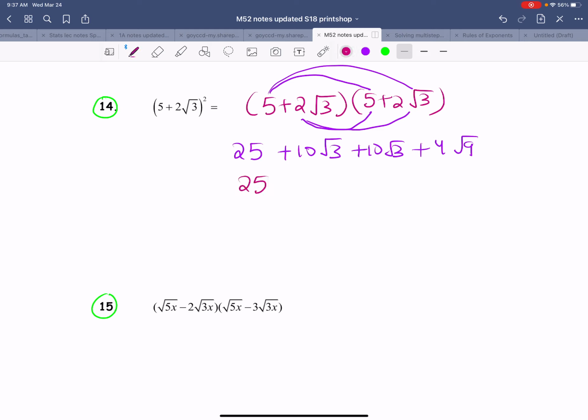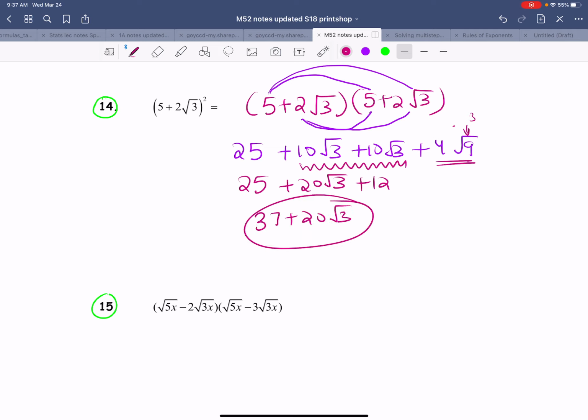A little more cleaning up required. These two are the like terms because they have exactly the same radical, and we can combine the like radicals. So 10 plus 10 is 20 root 3. 4 times square root of 9. Square root of 9 is 3. 4 times 3 is 12. 25 plus 12 is 37 plus 20 root 3. And that's my final answer here. 37 plus 20 root 3.